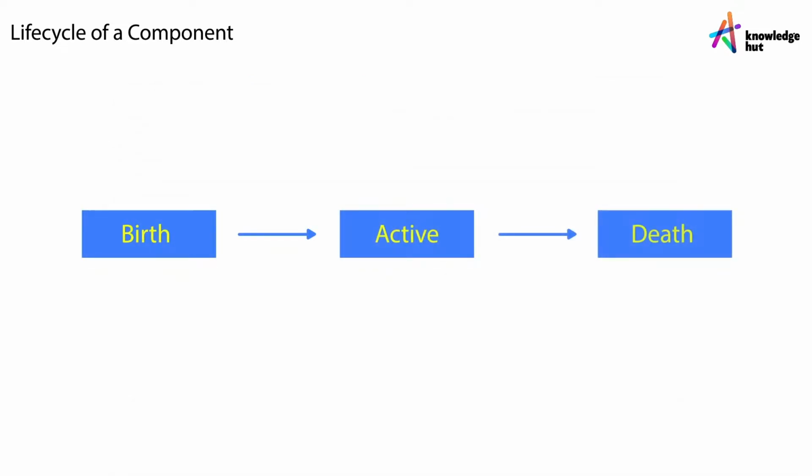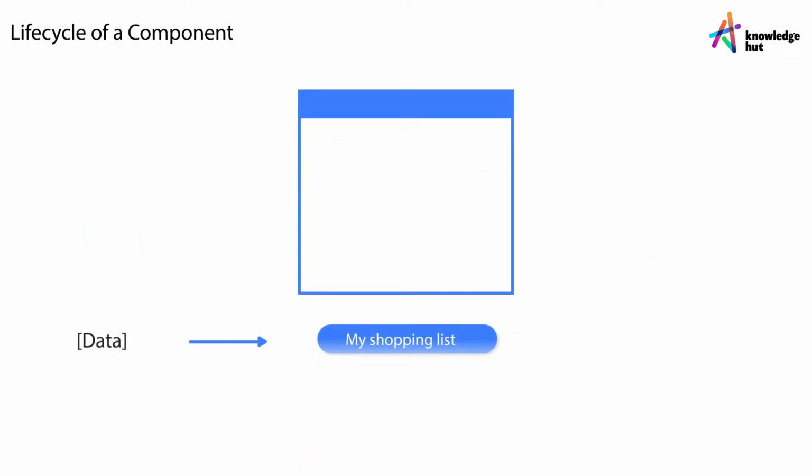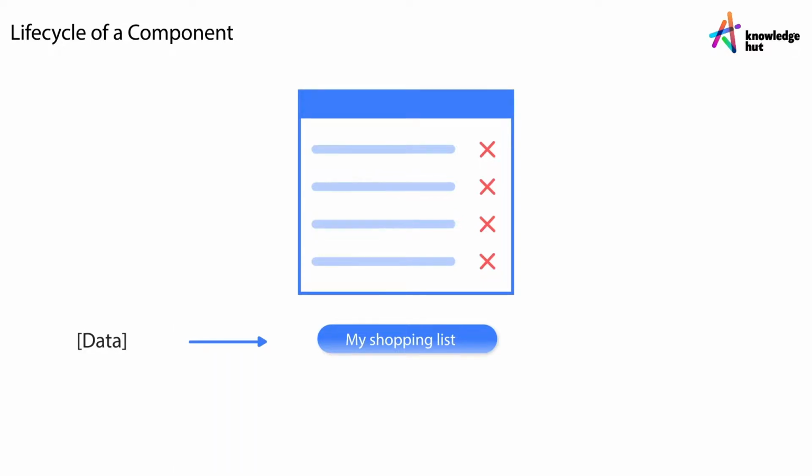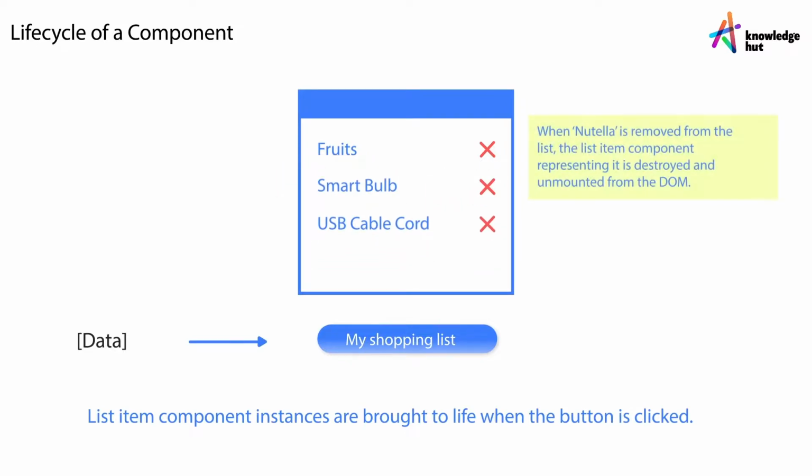Having said that, various components are brought to life at various points of time as and when needed. For instance, let's say we have an application where the click of a button renders a list of elements on the UI. Until the user clicks the button, the components representing list items are not mounted into the DOM. And when an item is removed, that particular component is destroyed and removed from the DOM.